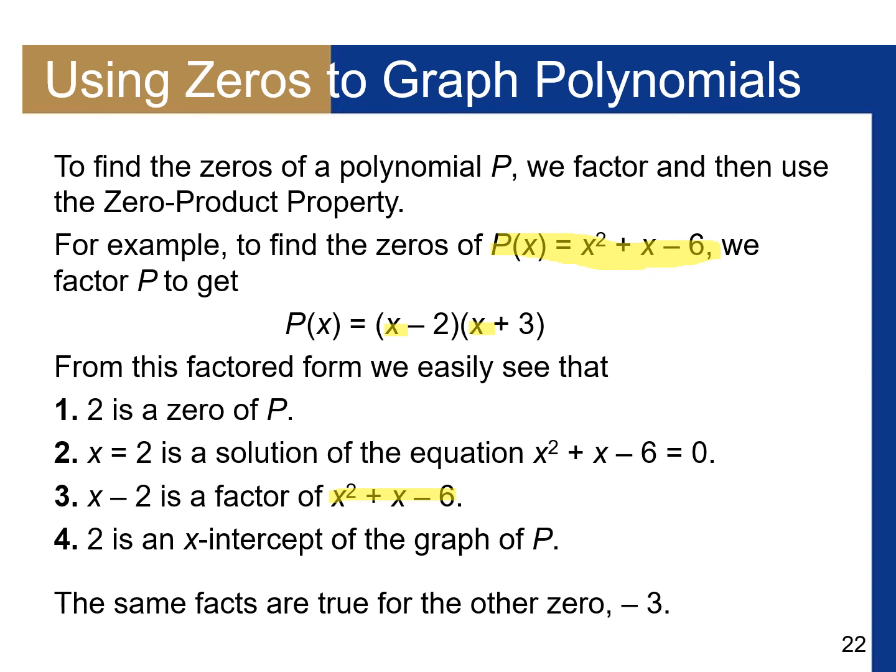Now I could go back and take all of these same things that I just said about 2, and I could say that's also the case for negative 3. Negative 3 is a 0. x equals negative 3 is a solution. x minus negative 3, which is x plus 3, right? Minus a negative would be plus, is a factor. And negative 3 on the axis is an x-intercept. So it does hit negative 3 on the x-axis.